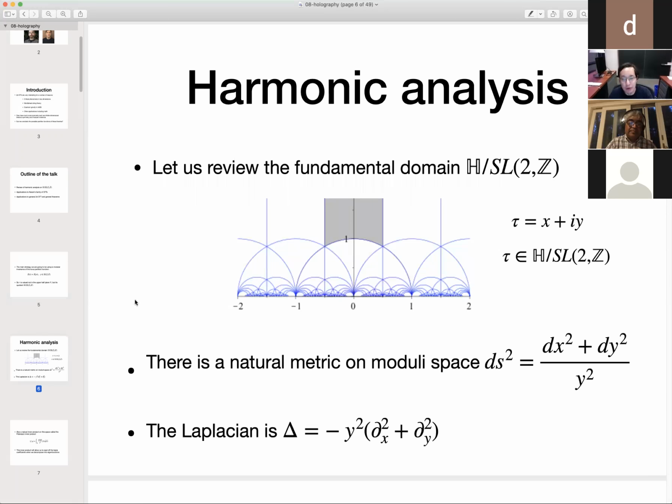So let me start by reviewing what this fundamental domain of SL2Z is. So this is the group of 2x2 matrices with integer entries and determinant 1, and it has a natural action on some coordinate in the upper half plane. And if you look at a fundamental domain of this action, it turns out that it's this gray region over here, which extends off to infinity.